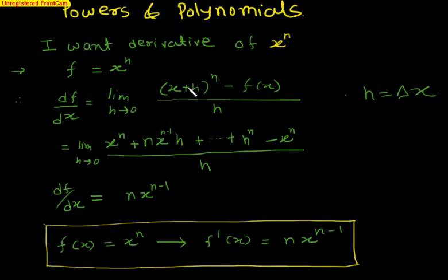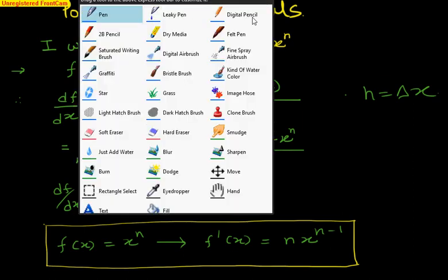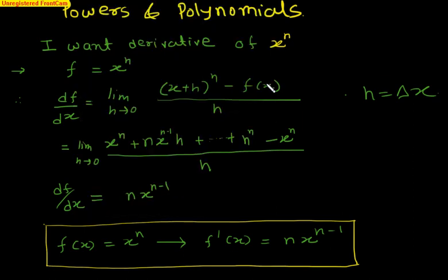f of x plus h minus f of x, divided by h. Here, what is our f of x? Our f of x is x raised to n. That's it, friends. X raised to n we have.